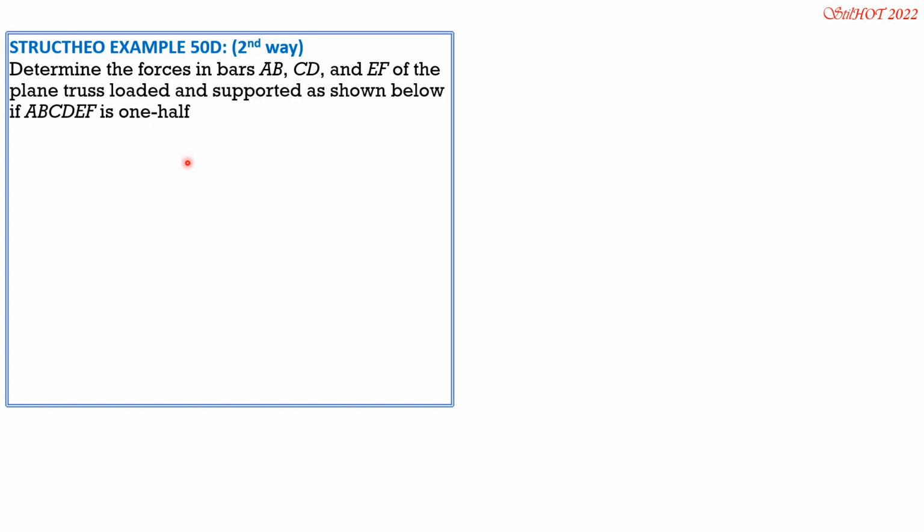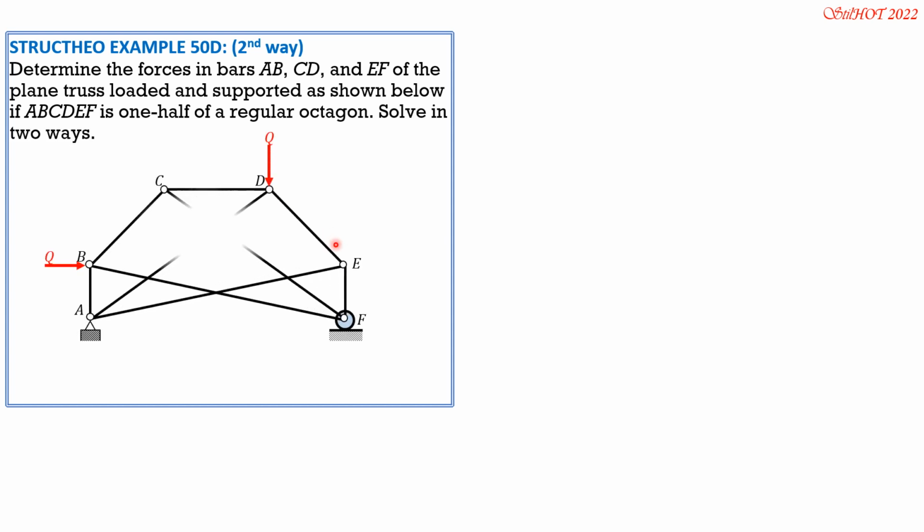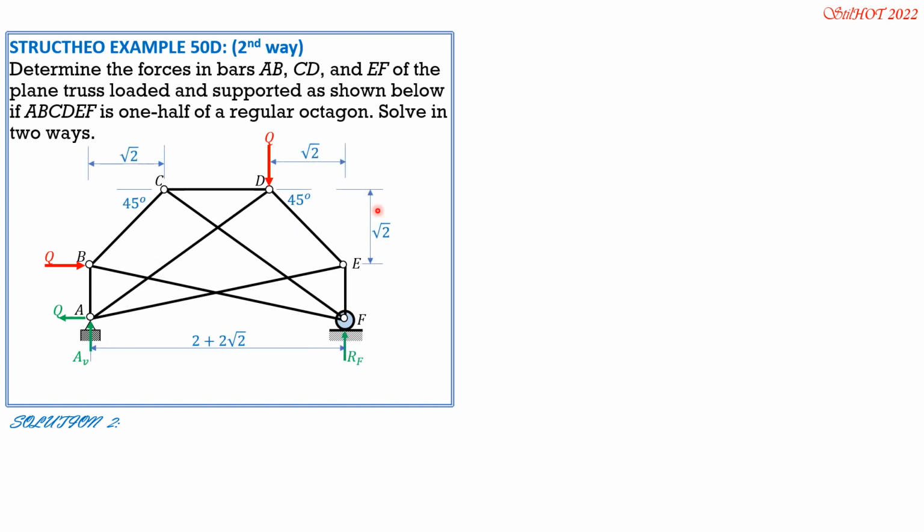Determine the forces in bars A, B, C, D, and EF of the plane truss loaded and supported as shown. So already computed. So just review the calculations. 45 degrees, 45 degrees. Then remember the distances. Then the angles. Theta AE equals theta BF, 11.701. Theta CF equals theta AD, 35.264 degrees.